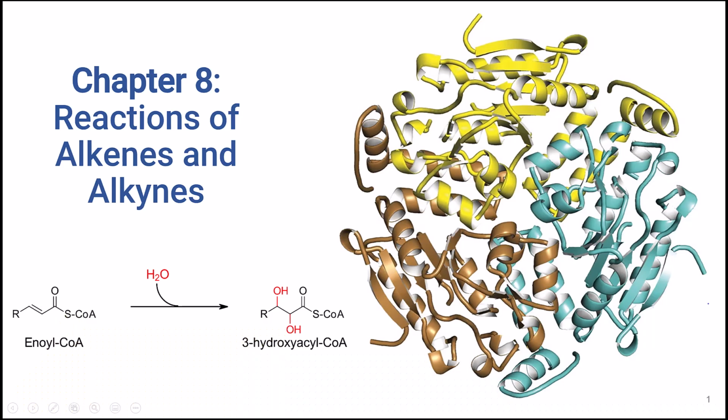In Chapter 8, we'll be expanding on our reactions of alkenes and alkynes. The enzyme that we're looking at here is called enoyl-CoA hydratase, and this is going to catalyze the reaction of adding water across a double bond, and this occurs during fatty acid metabolism. At the beginning of Chapter 7, we saw the formation of enoyl-CoA with that double bond there, and now once we form the double bond, we can add water across the double bond.